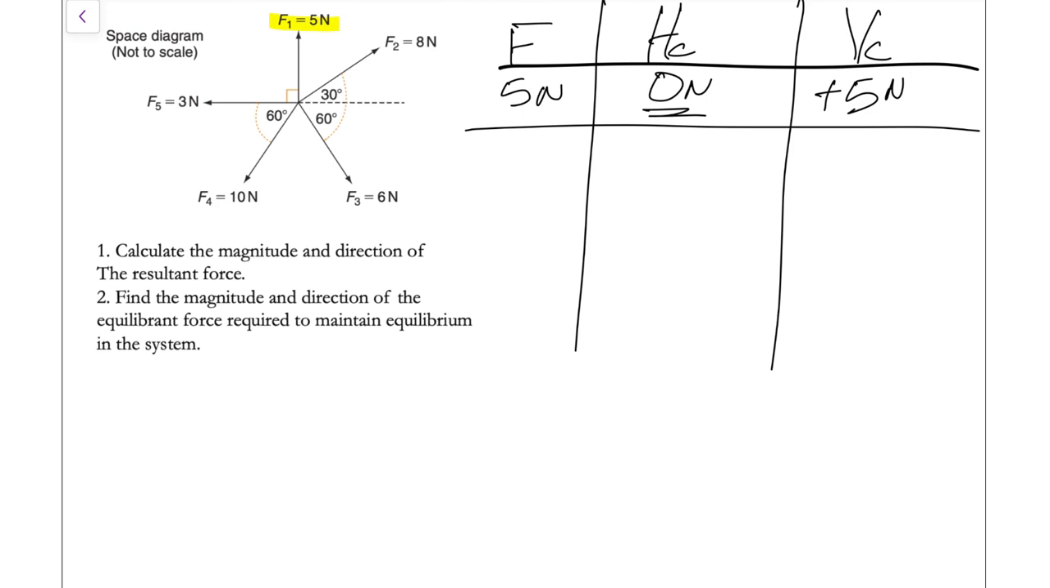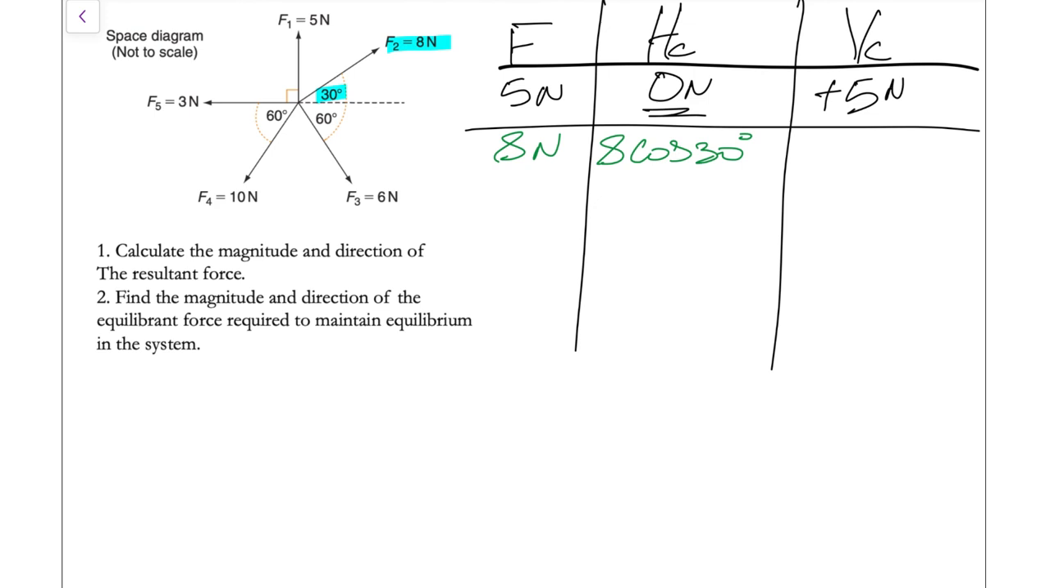Now, on to the second one. I'm going to go to F2 next. So that's our F2, and it's 8 newtons. And the angle we're working with there between the force and the horizontal axis there is 30 degrees. So this is how that will look. So we have that 8 newtons. And then it's the same system we're going to use. We're going to do 8 cos, and the angle is 30 degrees.